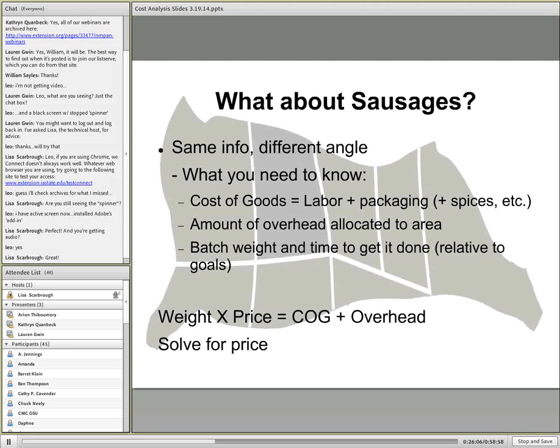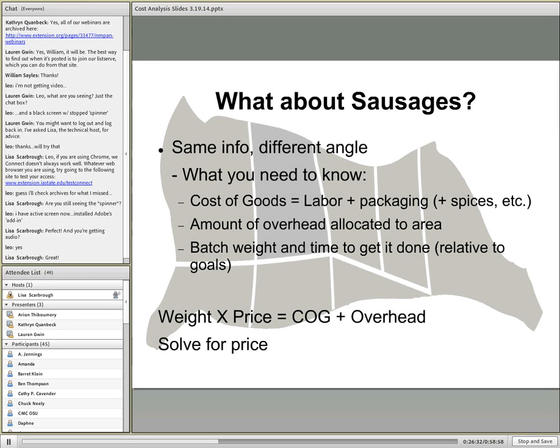So similarly, what about sausages? It's the same information, from a different angle. In this sense, now we're going to solve for price at the end. So what we need to know is the cost of goods also, so the labor and the packaging, the seasoning, the spices, etc. The amount of overhead allocated to the area, which would be the sausage production area. And now we need to know the batch weight and the time to get it done.